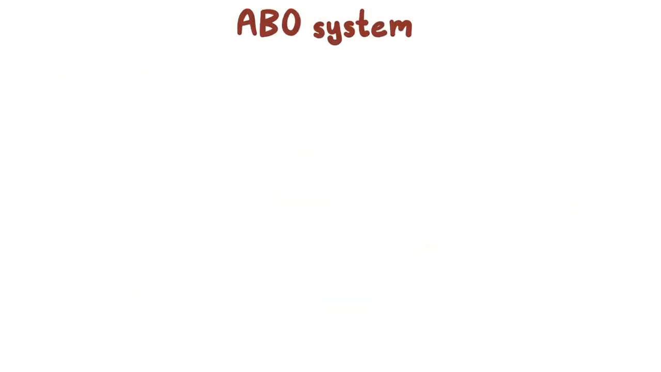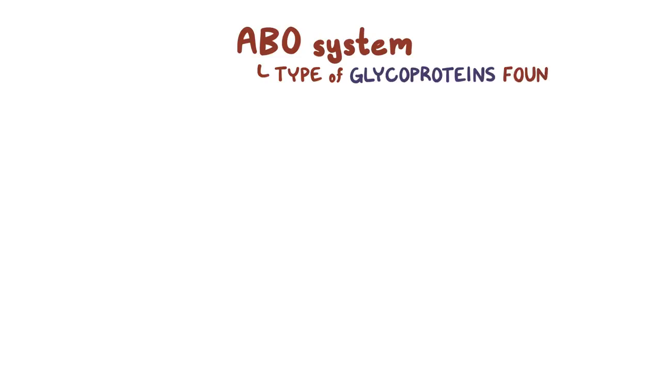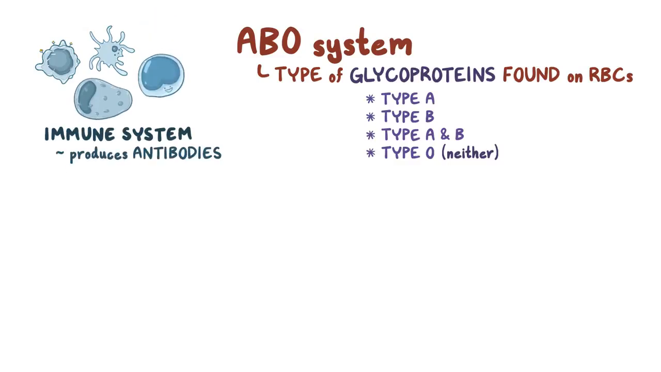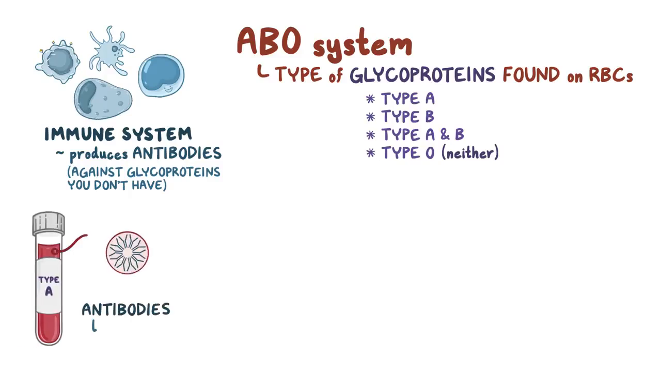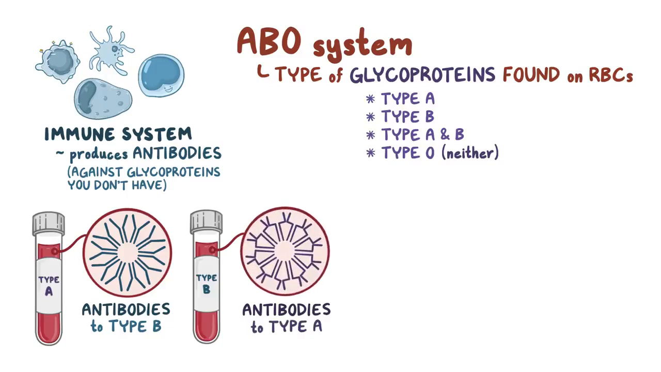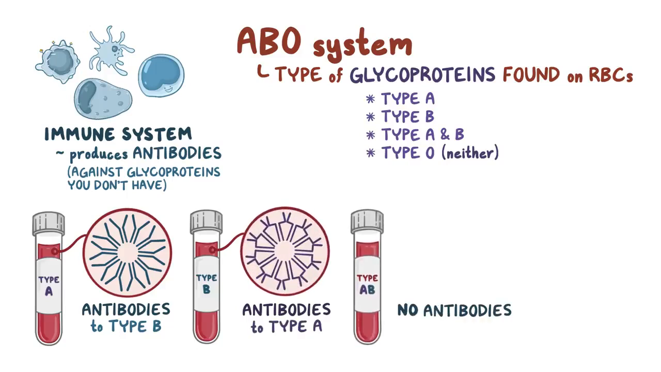Okay, so the ABO system refers to the type of glycoproteins found on a person's red blood cells. You can have either type A, type B, type A and B glycoproteins, or neither, which is called type O blood. The immune system produces antibodies against the glycoproteins that you don't have. People with type A have antibodies to type B blood, and people with type B blood have antibodies to type A. People with blood type AB don't have antibodies to type A or type B blood, so they can receive from any of the blood types. Thus, these lucky people are universal recipients.